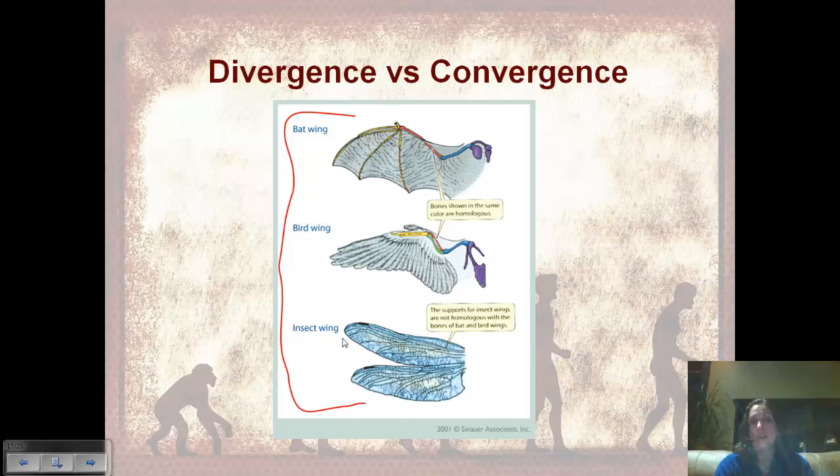Now, if we compare the insect to that, the insect lacks bones altogether. So even though the insect has a wing and it's adapted for flight, this indicates to us that it does not have a common ancestor with these other organisms, that this would be an example of convergence in evolution.